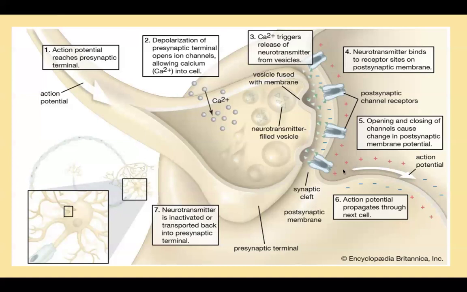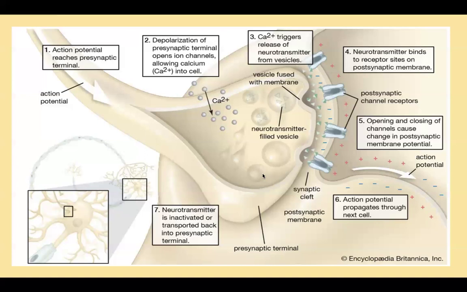Eventually, the neurotransmitter molecules must be cleared from the synaptic cleft. Some of them will simply drift away in a process called diffusion. In some cases, the neurotransmitter is taken back up into the presynaptic neuron in a process called reuptake. Once back inside the presynaptic neuron, the neurotransmitter can be recycled and reused.